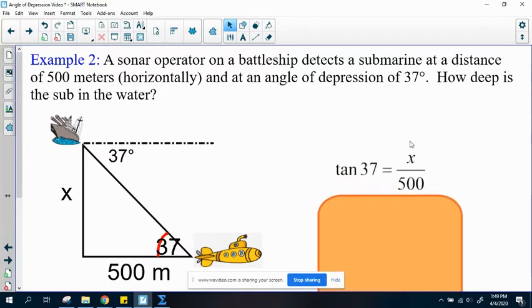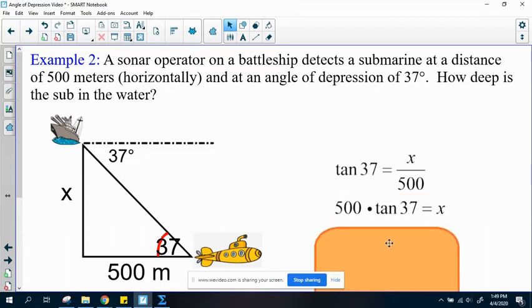Now this one's actually easier to solve than the last one, because if I want to get x by itself, the only thing I have to do is multiply 500 up. So if I multiply 500 up, then I have this. X is already by itself. So now I'm just straight typing this in my calculator. 500 times tangent of 37 is 376.8 meters. Okay. And make sure you use 1 decimal place with your rounding.